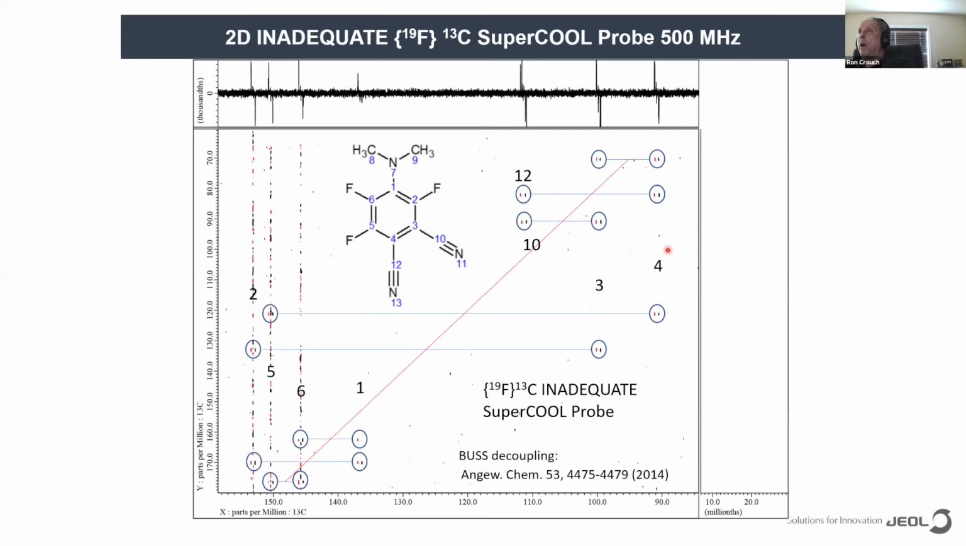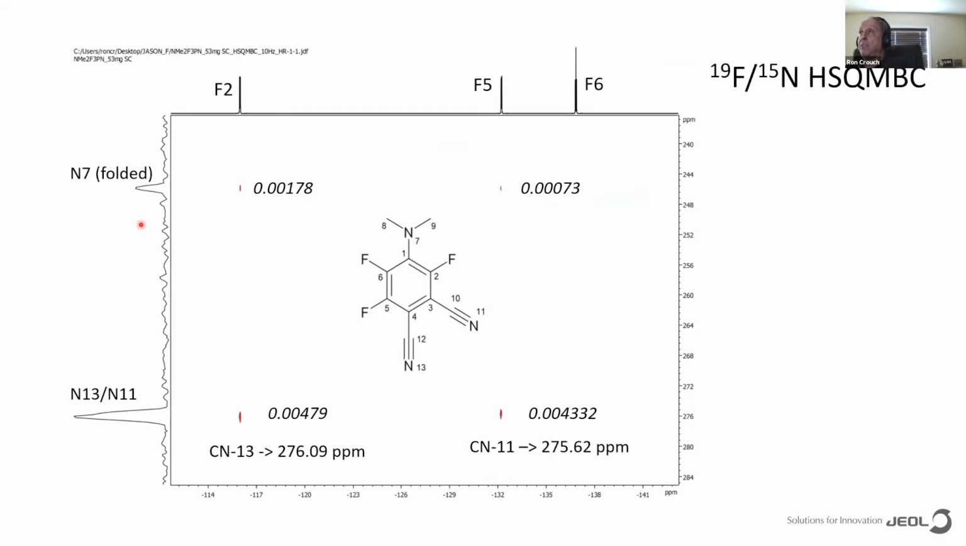So what are we going to do? Well, first, be sure of all the assignments. So we know everything. We have an INADEQUATE. So we've assigned all the protons, all the carbons. We know all of the carbon-carbon coupling constants. We also know all the fluorine-carbon couplings here.